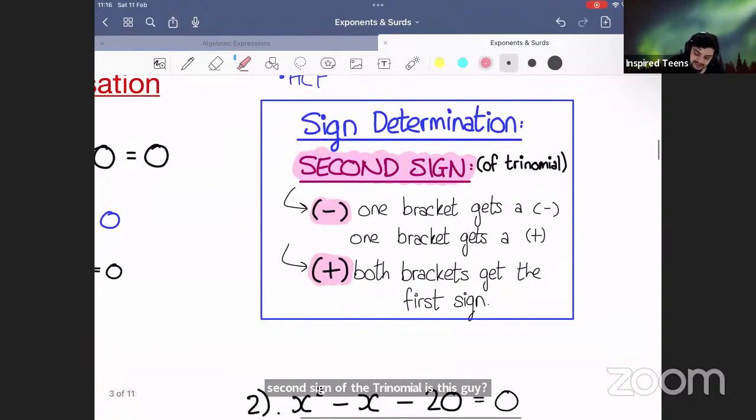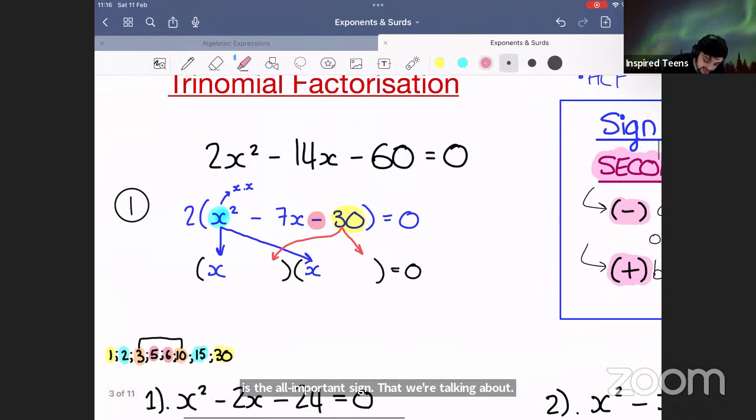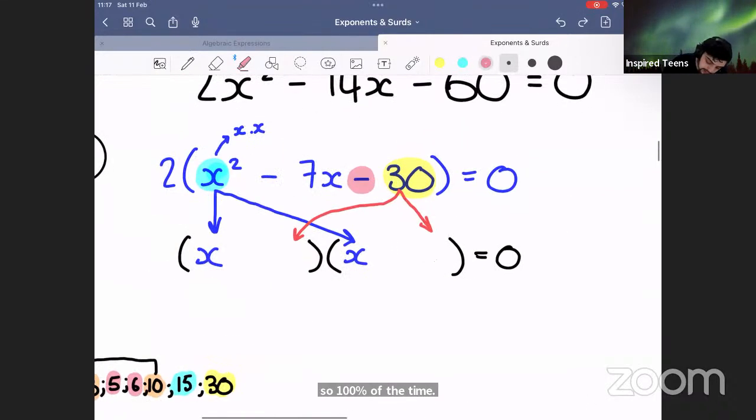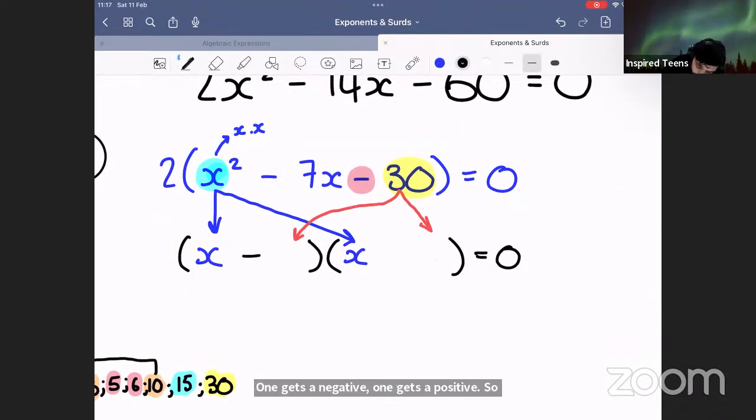Okay, if the second sign of this specific trinomial, which in this case is actually negative, is a negative, the ruling that we follow is that one bracket gets a negative and one bracket gets a positive. So 100% of the time, one gets a negative, one gets a positive. So in this case, I'm just going to put negative, positive.